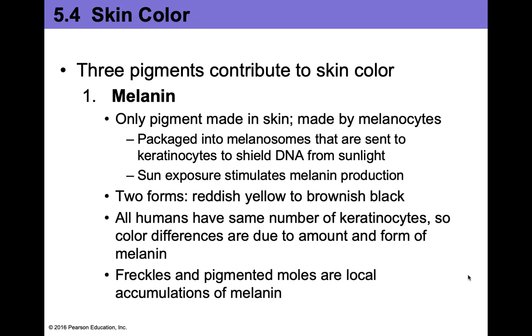It's made by melanocytes. We talked about this previously. Melanocytes package melanin into melanosomes, and then they are sent to the keratinocytes to shield the DNA from sunlight, so to protect from UV radiation. And sun exposure stimulates melanin production. There are 2 different forms of melanin. You can have reddish yellow melanin, or you can have brownish black melanin. All humans have the same number of melanocytes, so the color differences are due to the amount and the form of the melanin, like whether you have the reddish yellow, the blackish brown, and how much of it.